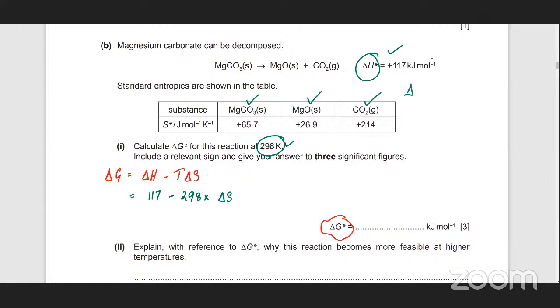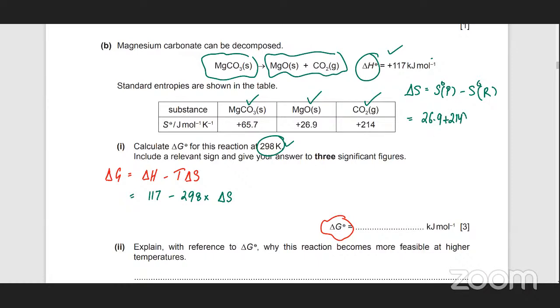So delta S has a formula: you take the entropies of the products and subtract the reactant entropy from it, and that way you'll get delta S, the change in entropy. So it's basically the entropy of the products minus the entropy of the reactants. Somebody take out a calculator and tell me the value. The products are MgO, that's 26.9, plus CO2, that's 214. These are the entropies of my products, and I'm going to subtract 65.7. The moles are 1 for all of them.